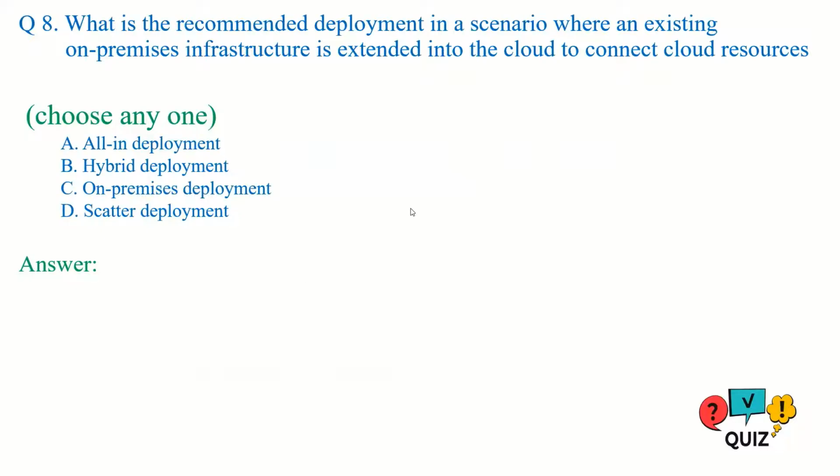So what is the recommended deployment in a scenario where an existing on-premises infrastructure is extended into the cloud to connect cloud resources?